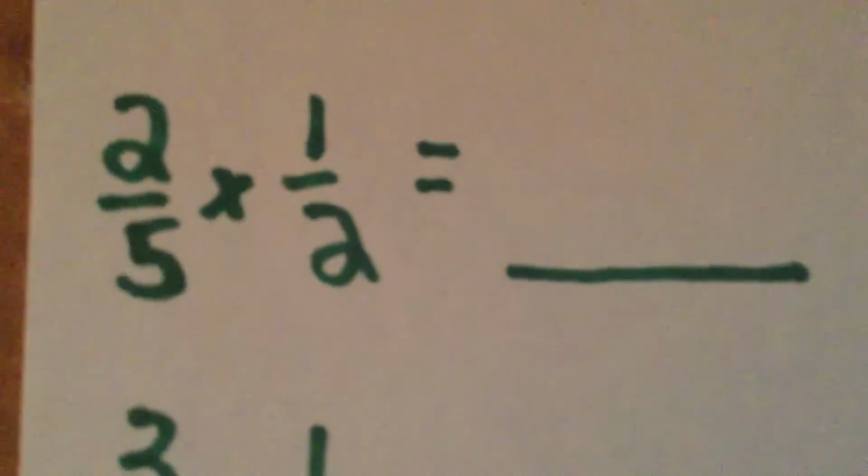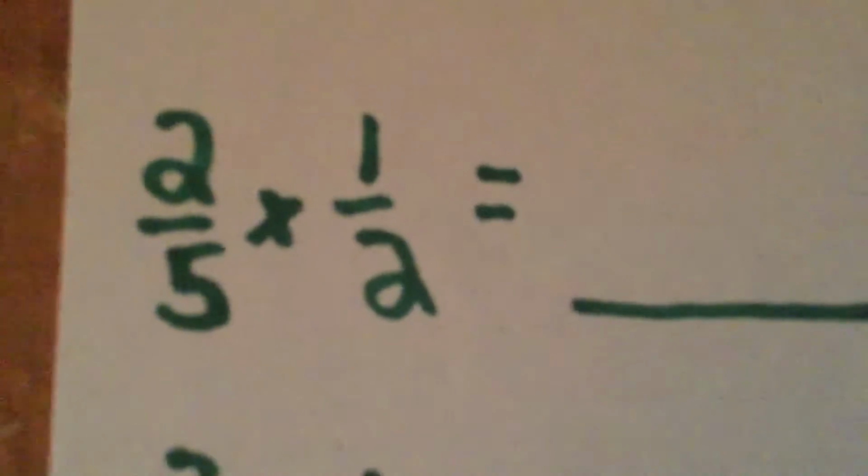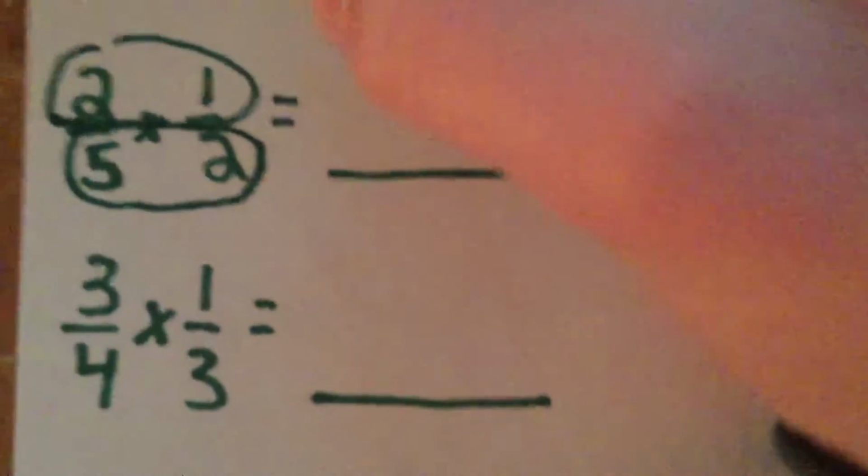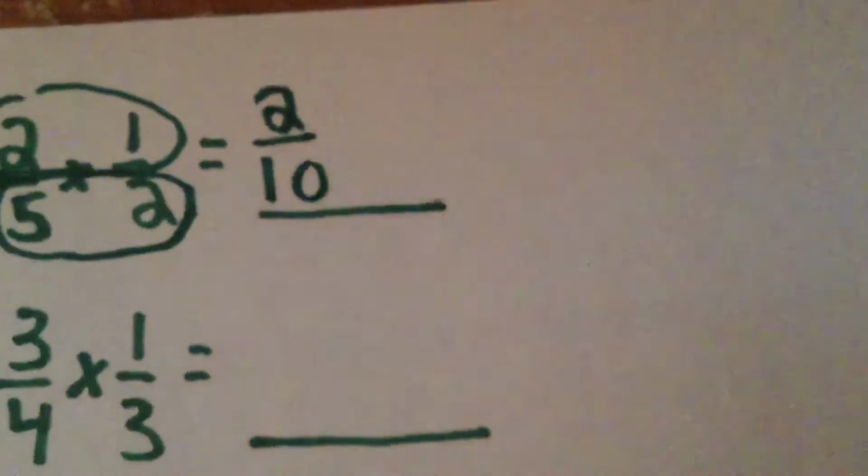Okay, so for our first example, we have 2/5 times 1/2. Multiplying fractions is very simple. All you have to do is multiply the two numerators together and then the two denominators together. So 2 times 1 is 2, and 5 times 2 is 10. So our answer is 2/10.